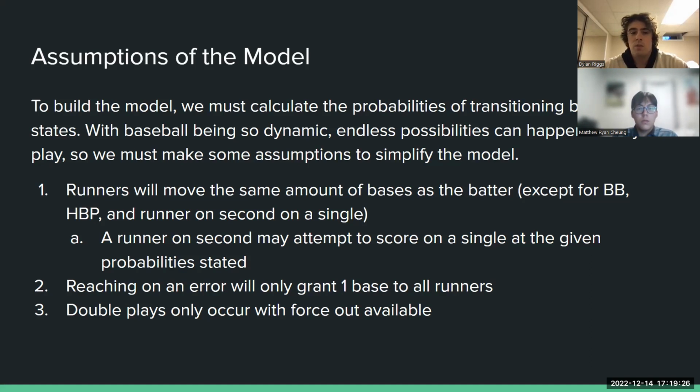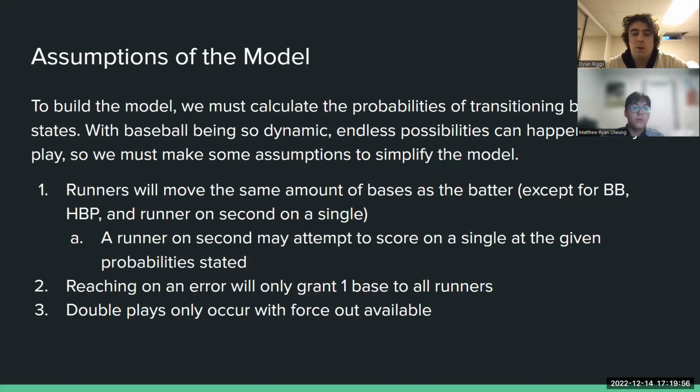The first one is that the runners will move the same number of bases as the batter, except for a walk, a hit by a pitch, and a runner on second on a single, which we just talked about, because they may attempt to score based on the probabilities we previously mentioned. So, for example, if a runner was on first and a double was hit, in real baseball you may watch that runner on first score, but in this scenario, we're going to say that they only stay on third. Then, reaching on an error will only grant one base to all runners.